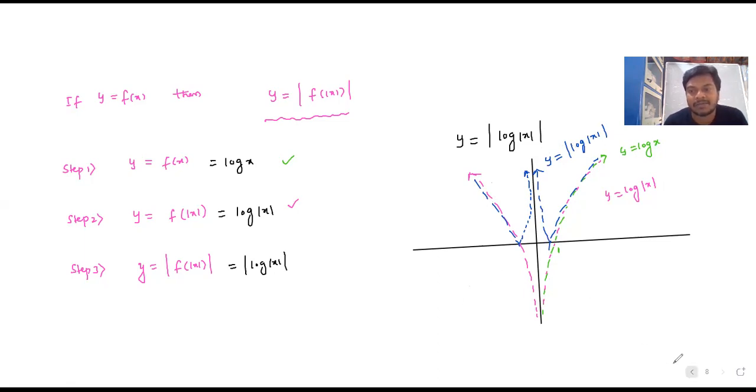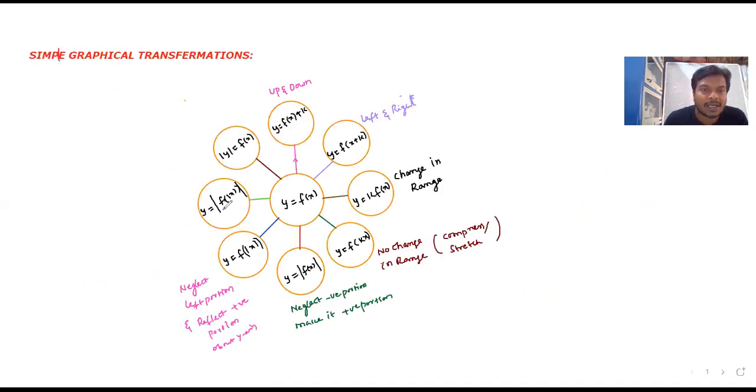Therefore, here I can write step 1: f of mod x, and step 2: modulus of f of mod x. That's all.